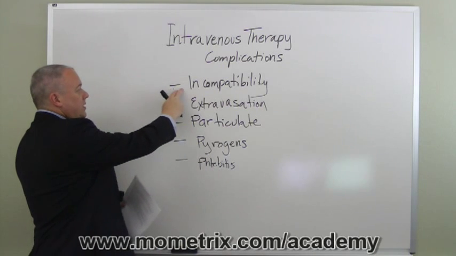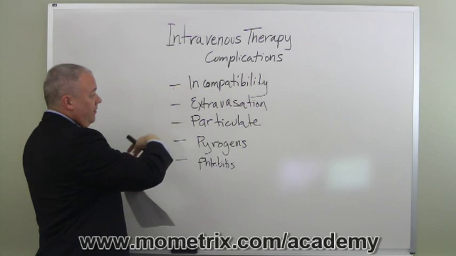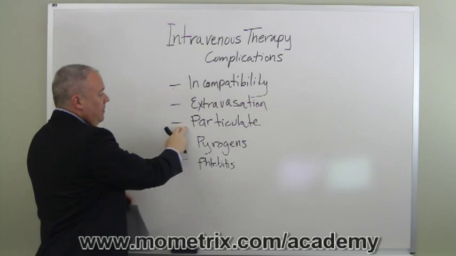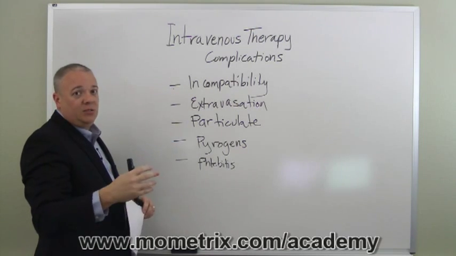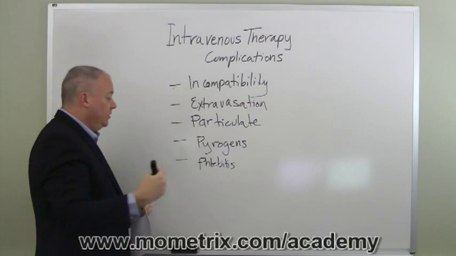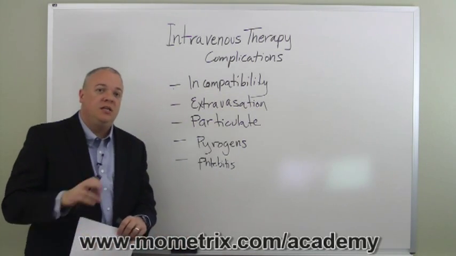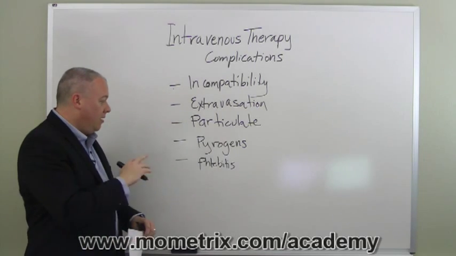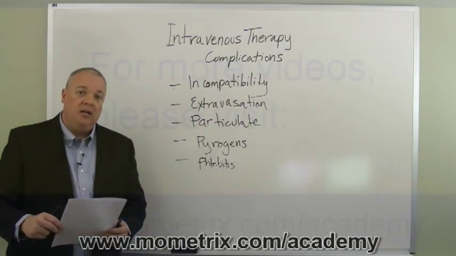So all the substances should be compatible. The line remains in the vein and has not come out and therefore is not depositing the material in the surrounding tissue. There's no particulate matter that can be seen. Be aware of pyrogens as a possible problem, especially if the patient comes down with chills and fever. And then phlebitis, an irritation or inflammation caused either by the catheter or by the substance being introduced, often known by discomfort of the patient and red streaking along the vein.